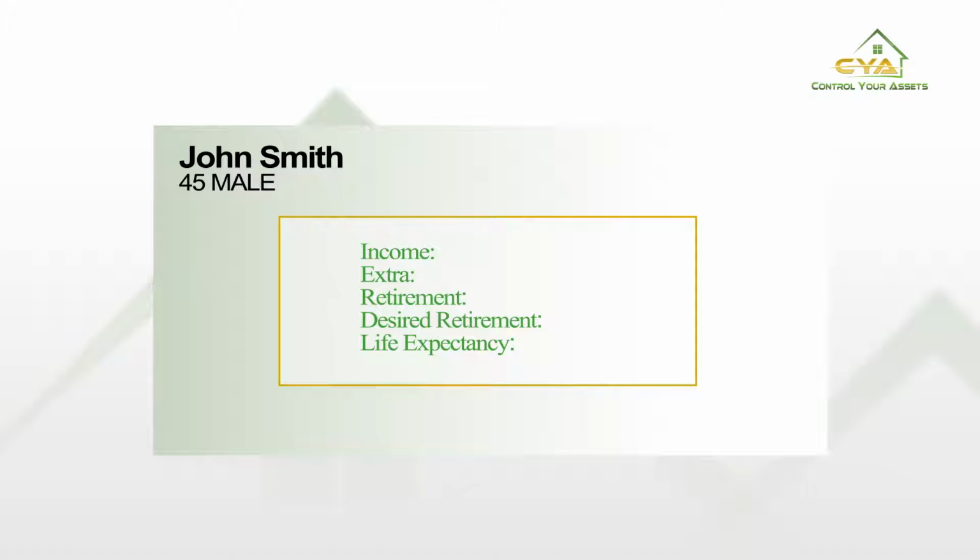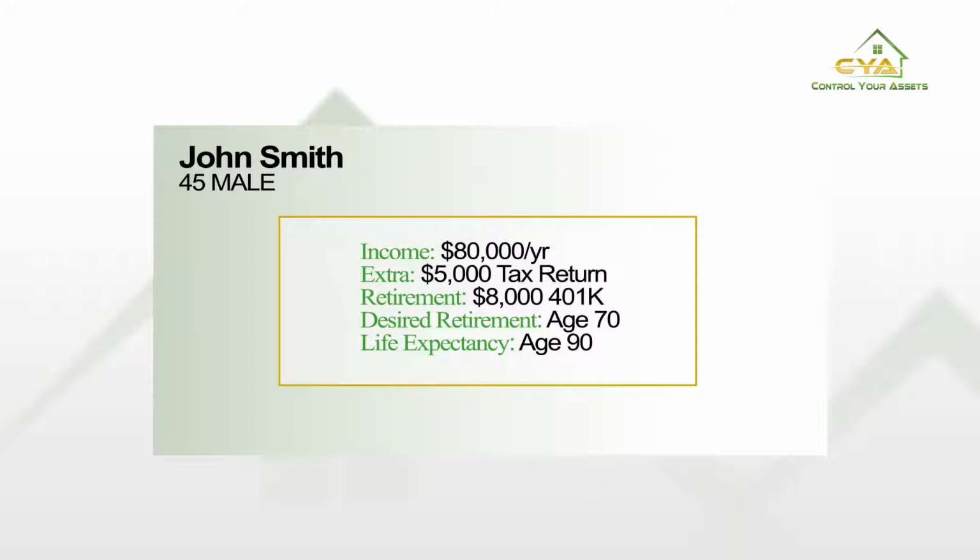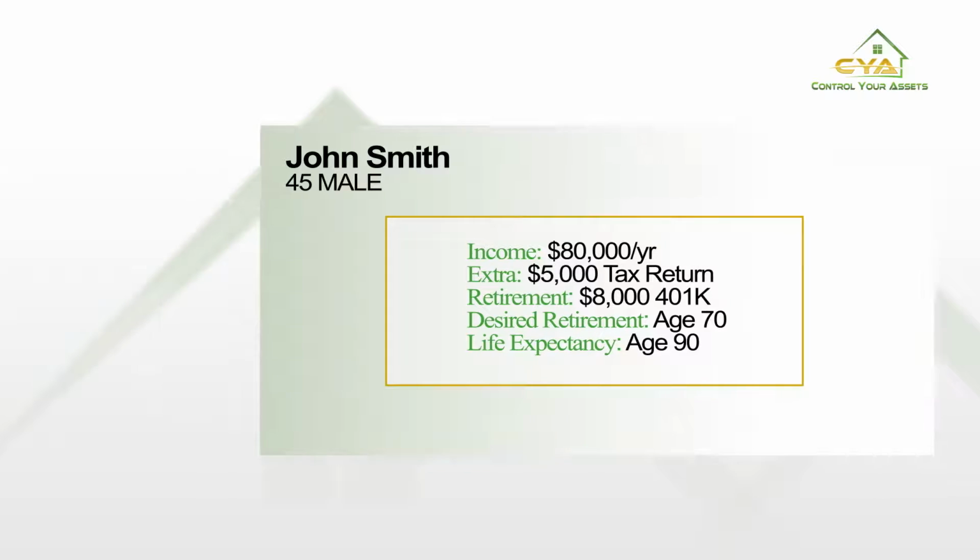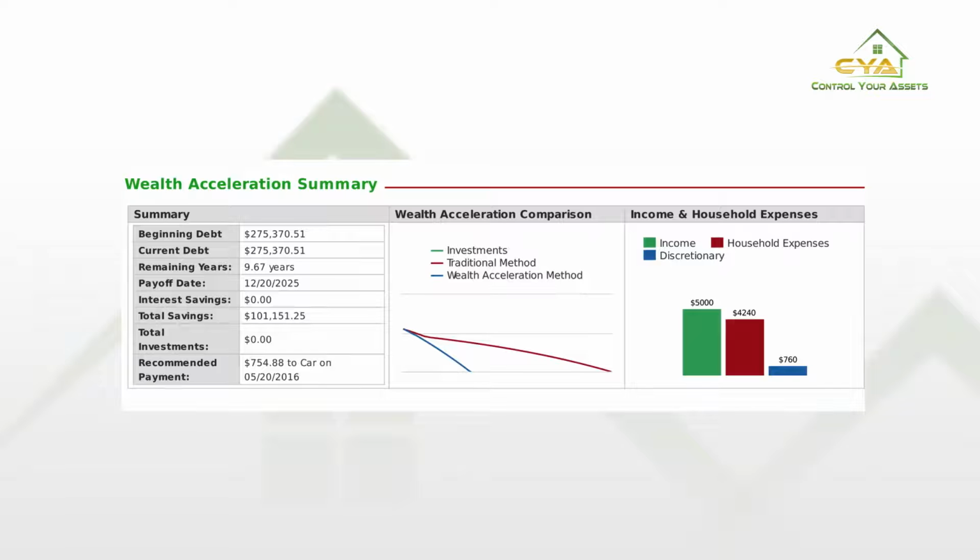scenario. John Smith is a 45-year-old male. He makes $80,000 a year. He has an annual $5,000 tax return, and he contributes $8,000 per year to his 401k. His desired age to receive income for retirement is 70 years old. John's family has a history of long life, living well into their 90s. So we have set his life expectancy for him to live until the age of 90 years old. In addition, John is married with a wife who doesn't work.